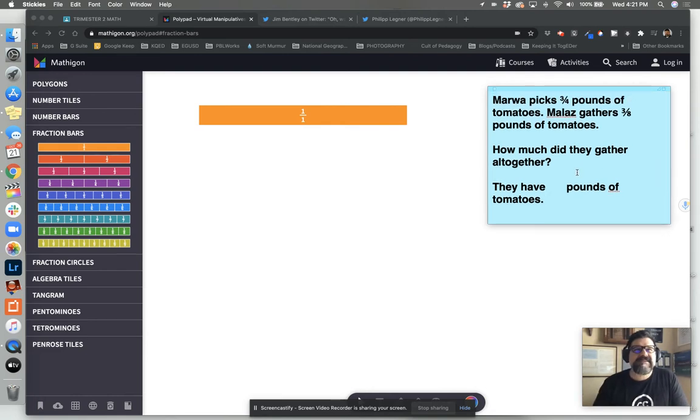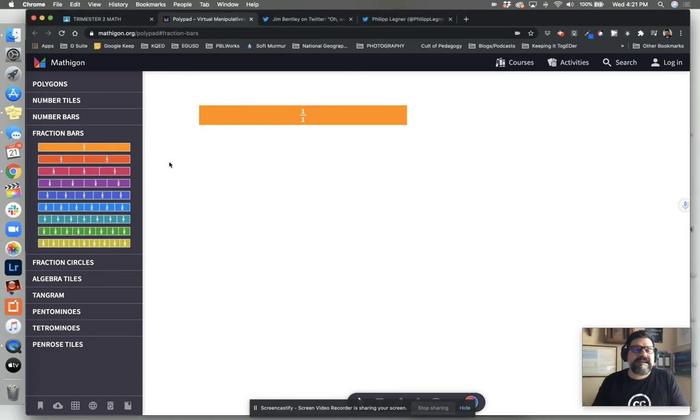Again, this kind of sounds like addition. Marwa has some tomatoes and Malaz has some tomatoes. And if we say how much they had all together, that tells me we're combining these totals. So it looks like we're adding 3/4 plus 3/8. I'm going to come over and use a 1 bar to keep it in relation to 1.